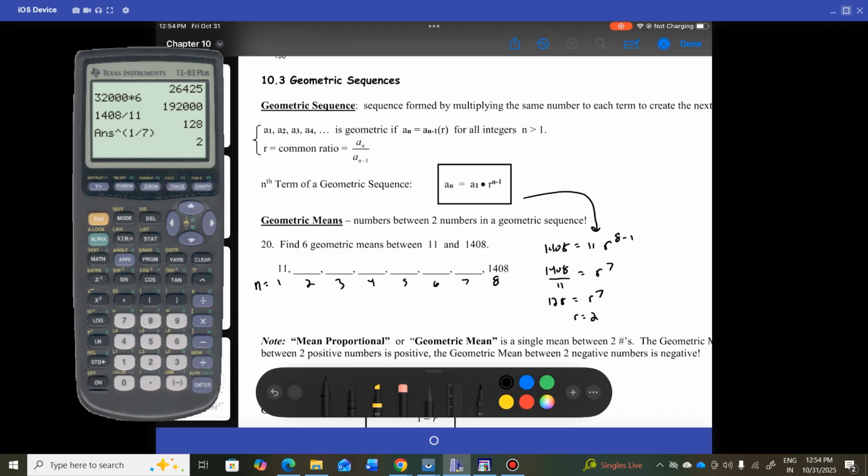And so we're multiplying 2 to every term. So 2 times 11 is 22, then 22 times 2 is 44, then 88, then 88 times 2 is 176, and that times 2 is 352, and that times 2 is 704, and 704 times 2 is 1408.